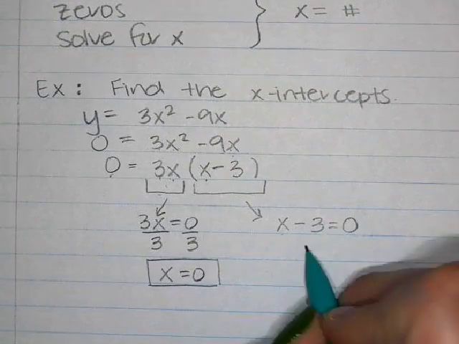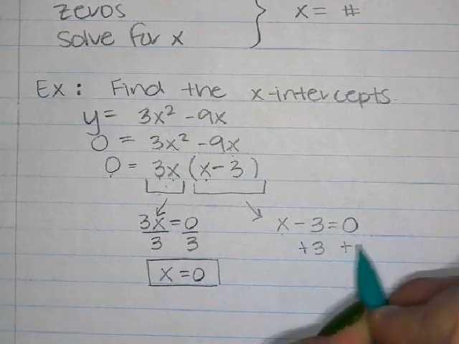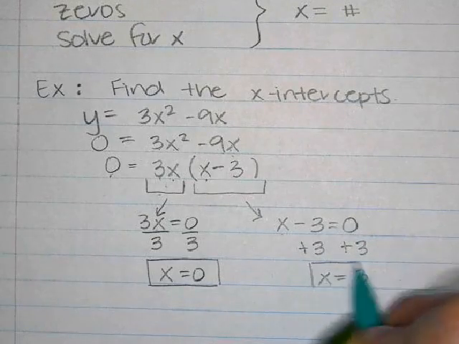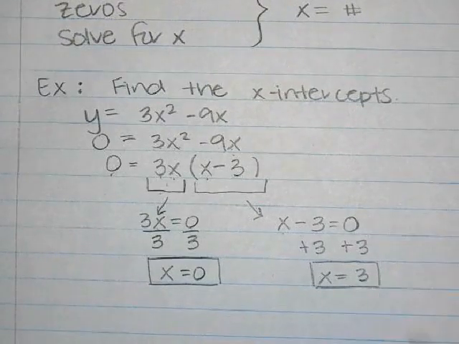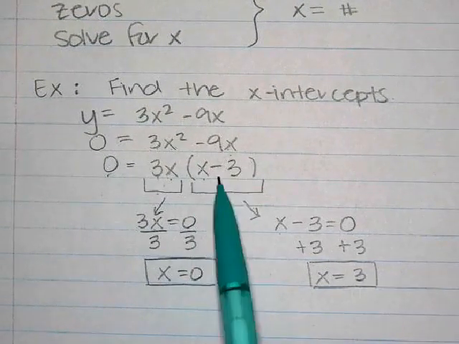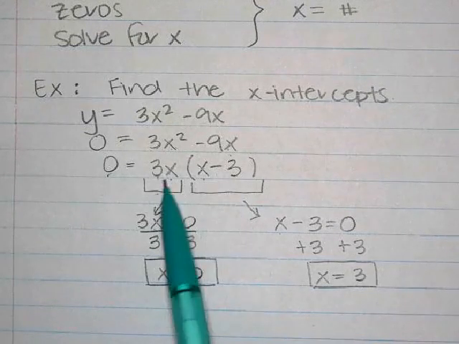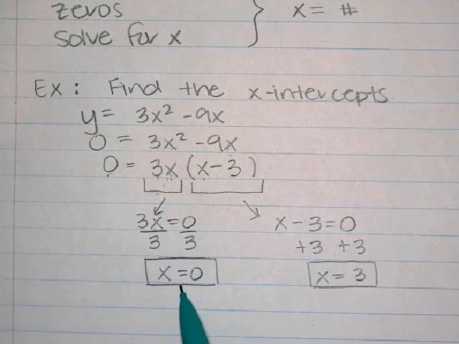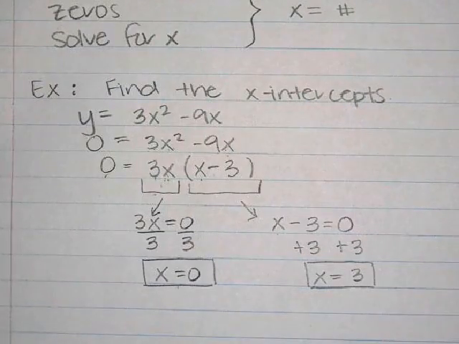Add 3 over, x equals 3. Okay, so back in the day, the shortcuts that you memorized were that if the parentheses looked like this, then you just did the opposite sign. And then if it had a GCF in the front, that x value was just 0. Those are the shortcuts that we memorized back in the day.